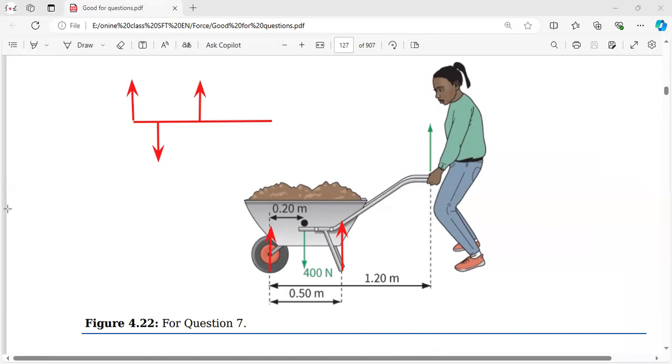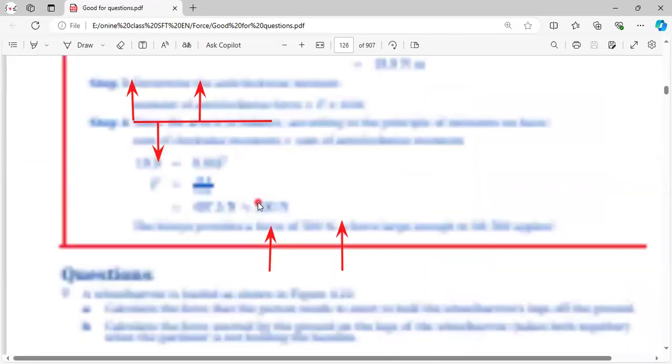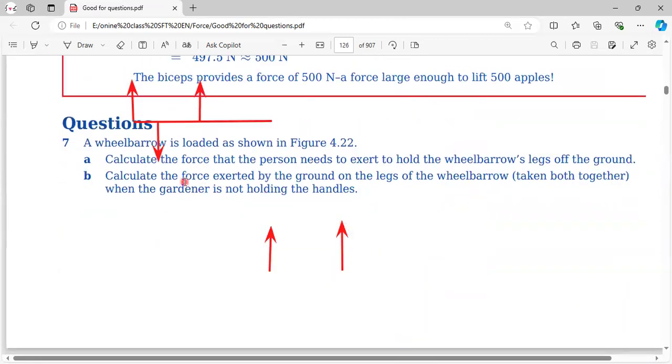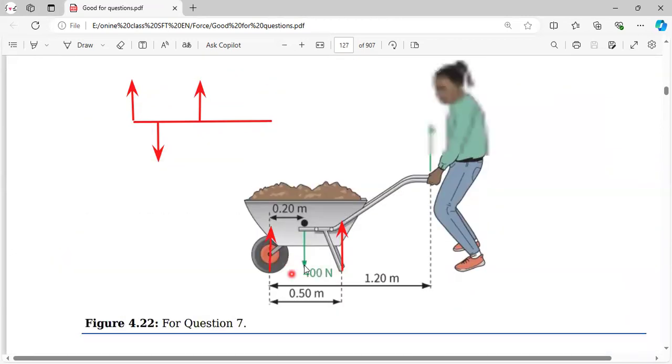When there's no handle force, when the person is not holding it up, this is one force, this is the second one, this is also there, the legs are now holding to the ground, this is another reaction. Only these three forces, right? Now they are asking to calculate the force exerted by the ground on the legs of the wheelbarrow, taken both together. Both together means what? What are the forces exerted by the ground? This reaction force and this reaction force, right?